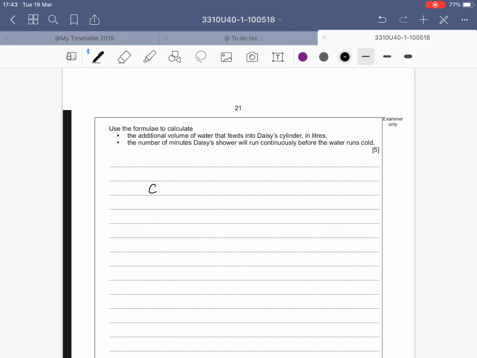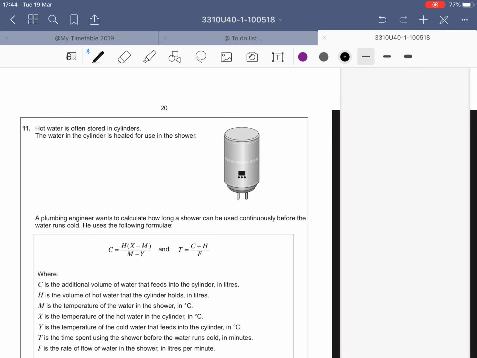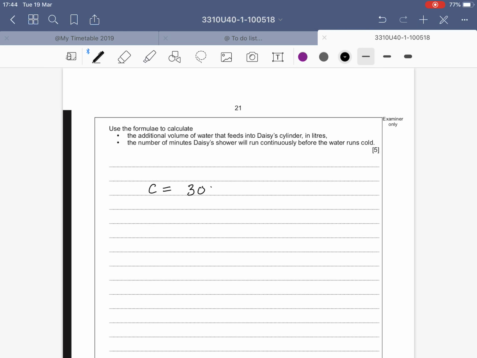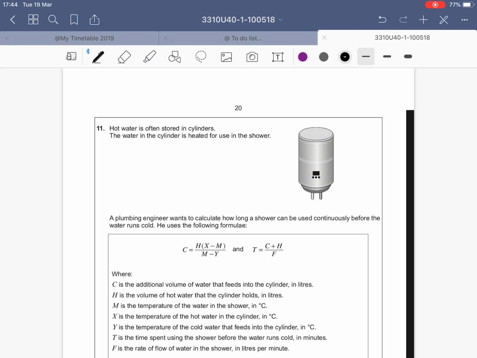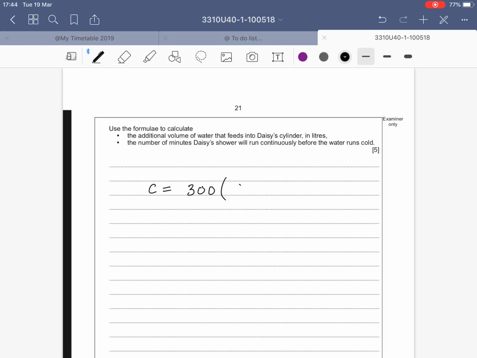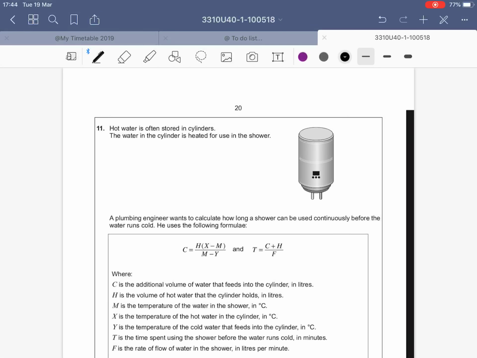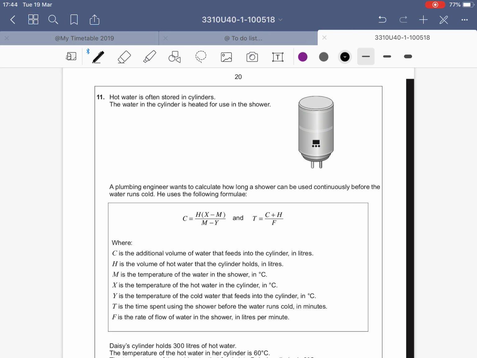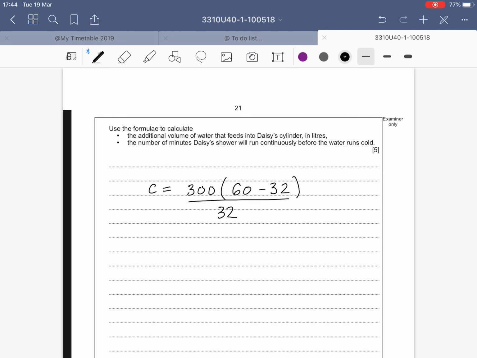So to start off with, C equals. Looking at our information, we're going to take the H value to be 300, the X minus M, think about what that represents, the 60 take away the 32. And that's going to be divided by the M value again, subtract Y, 32 subtract 8. I'm going to type that straight into my calculator, brackets, divide and everything else. And that comes out as 350 litres.